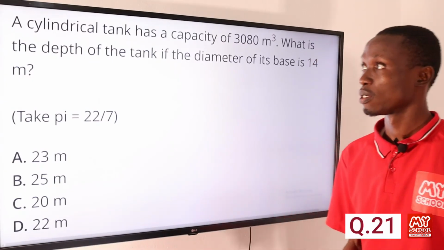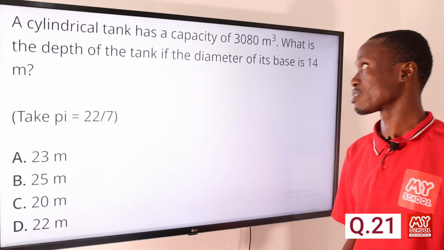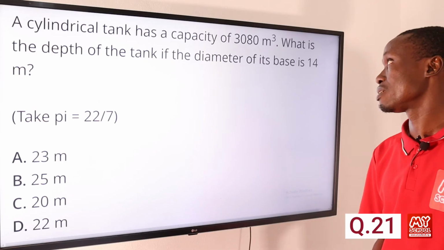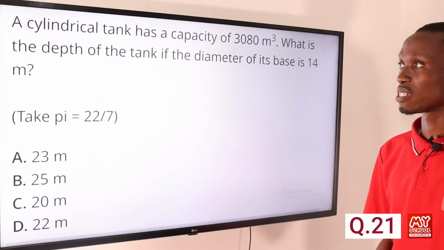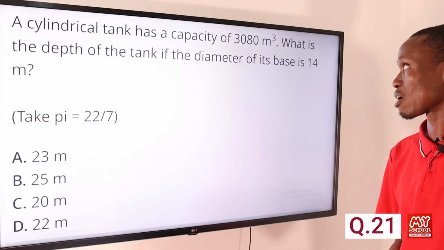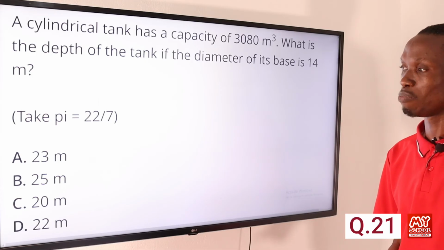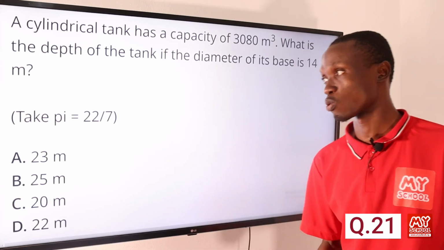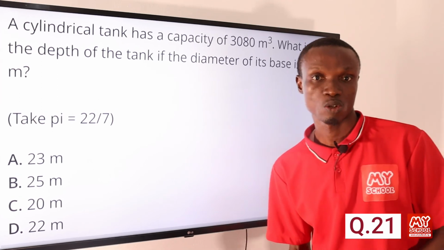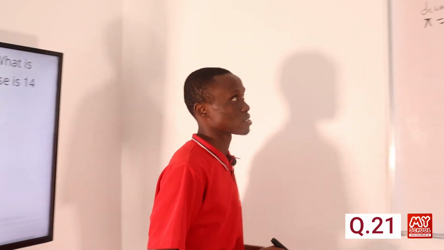Question 21. A cylindrical tank has a capacity of 3080 meter cube. What is the depth of the tank if the diameter of each base is 14 meter? Take pi to be equal to 22/7. So let's move to the board to provide the answer to this question.